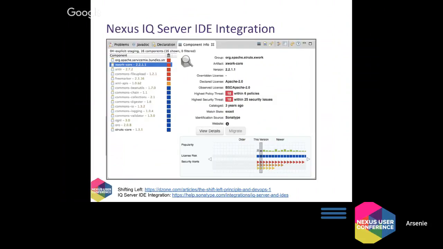So here's an example of how this looks in Eclipse. We have the components listed on the left, and then we have different threat levels for the policies that you have set up. And then at the bottom, you see the same chart that I showed earlier. The developers can essentially just click the version that they want to be using that does not have as many security alerts, and just click migrate, and it will perform the migration in their code. It will adjust their files to use the different versions of a component.